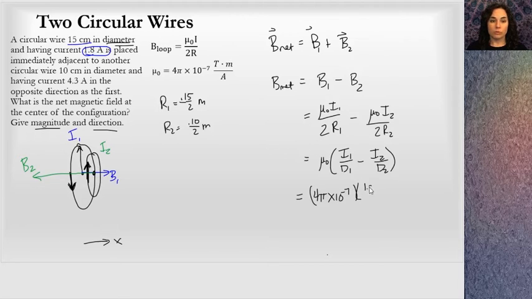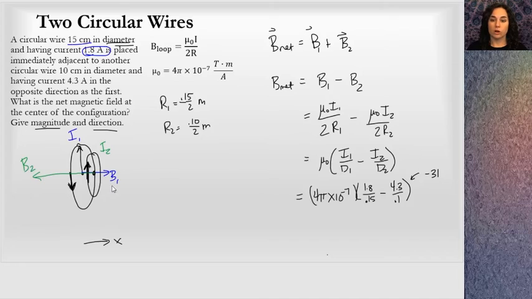I1 is 1.8 and its diameter is 15 centimeters, so I go 0.15. I subtract this, I get 4.3 over 0.1. And it turns out when you do this in parentheses, it's negative 31. I didn't do that on purpose, it's just this nice round number. And it's negative, just as we expected.